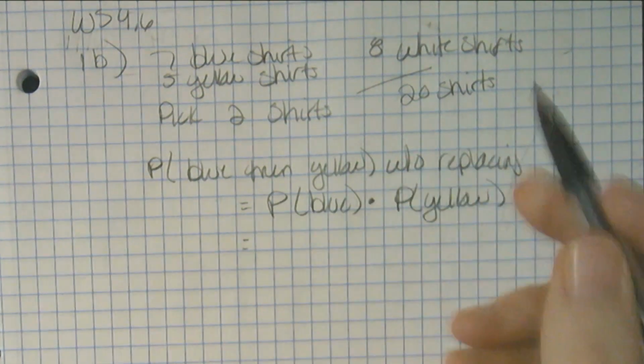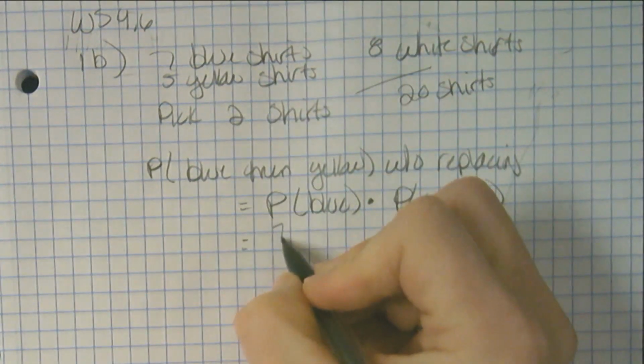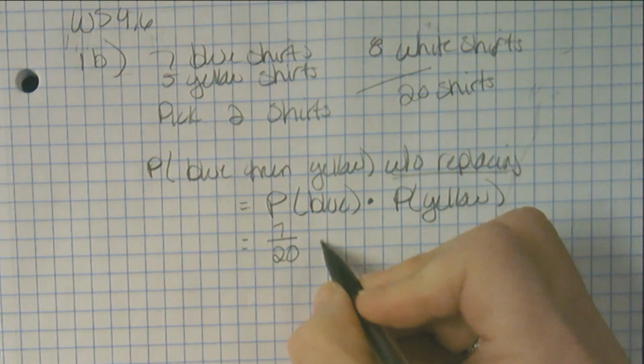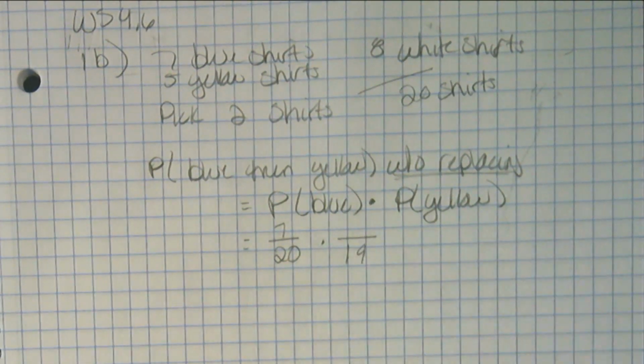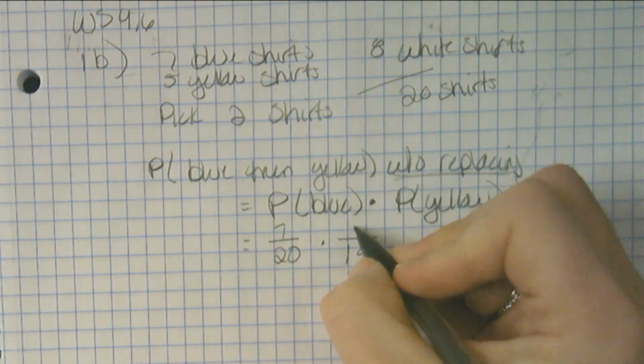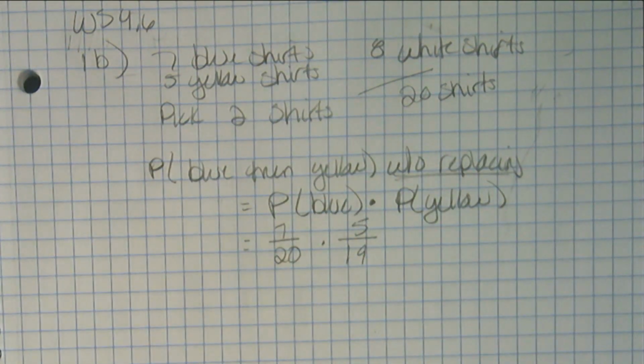All right, well, the probability of picking a blue. Well, I have 7 blue shirts out of 20. I'm not replacing. So what that means is, in my second pick, I only have 19 shirts to pick from. And I have 5 out of those 19 left are yellow.